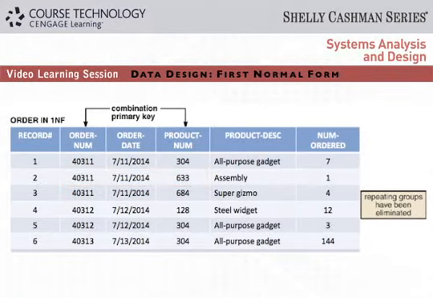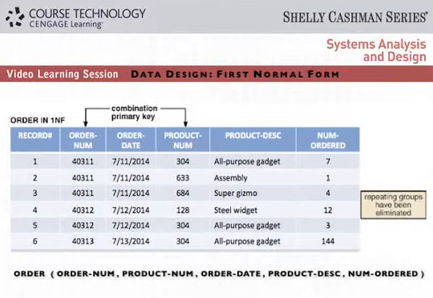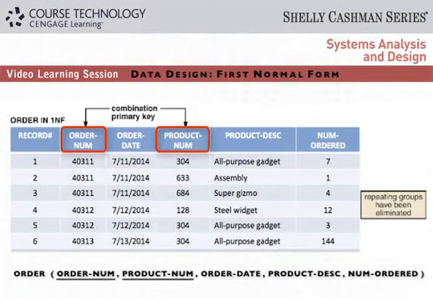Here is the new 1NF design in standard notation format. Because the primary key is order number and product number, we underline both fields and place them together. The table is in 1NF, but we have more work to do because some fields only depend on part of the primary key, not the whole key. We'll discuss that issue in the next video learning session.